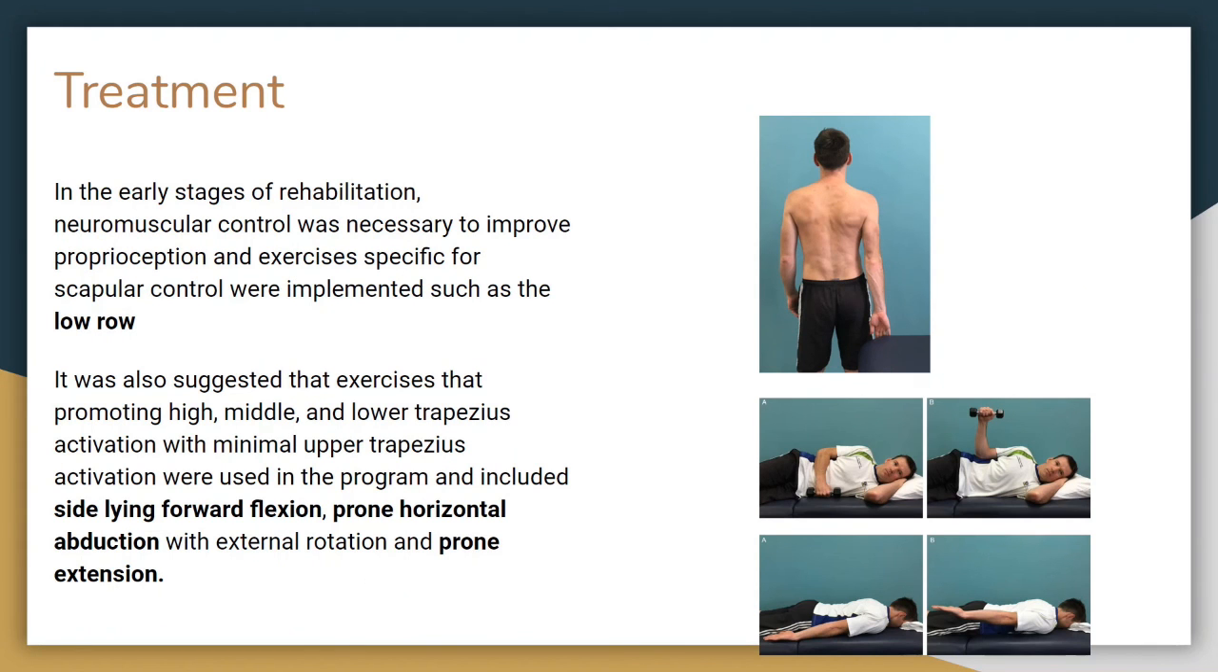In the early stages of rehabilitation, neuromuscular control was necessary to improve proprioception, and exercises specific for scapular control were implemented, such as the low row. It was also suggested that exercises that promoted high, middle, and lower trapezius activation with minimal upper trapezius activation were used in the program, and included exercises such as the side-lying forward flexion, prone horizontal abduction with external rotation, and prone extension.